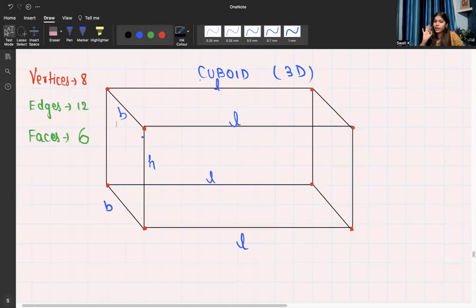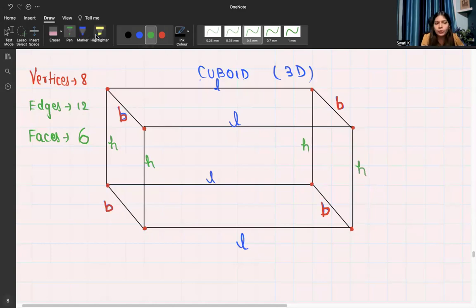Out of that, 4 edges are L, length. 4 edges are breadth, B, B, and B. And 4 standing lines are the heights. I think I should be using different colors. So for B, I'm using the red one. For L, I have used the blue color. And for height, I'll be using a different color, so that will differentiate also. I can use the color green. So we have first height here, second height, the third height here, and the fourth height here, right?